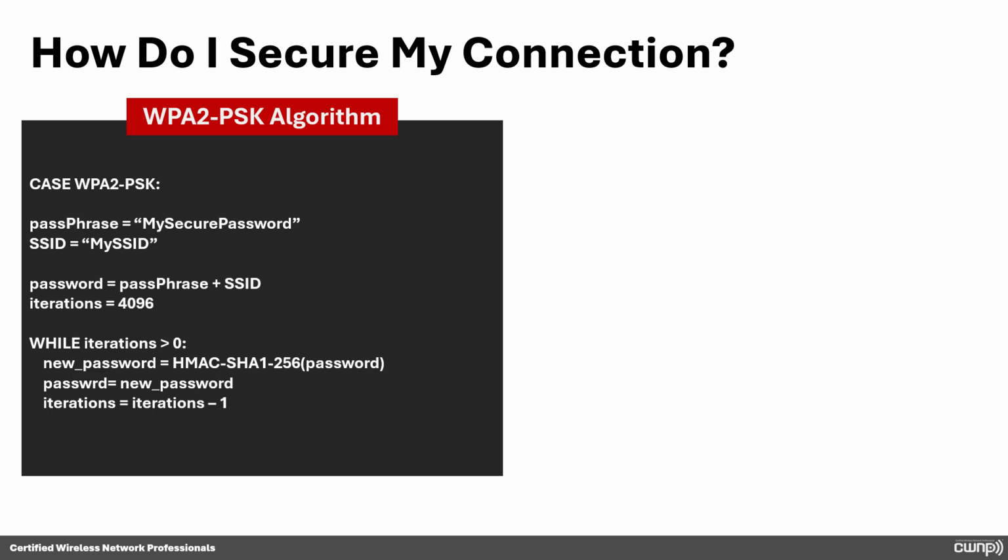And what this will do is ensure that we go through the number of iterations that are required in order to comply with the IEEE recommendation. And what will happen then is after we hash the hash of the hash of the hash 4096 times, we'll end up with the password variable containing that last one. And then we simply say the PSK equals password.